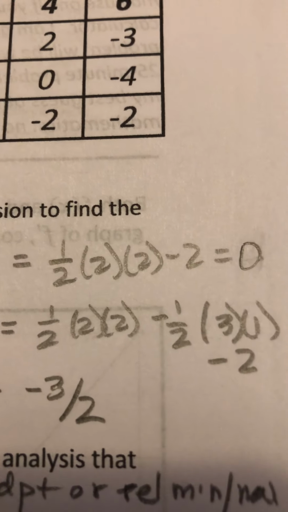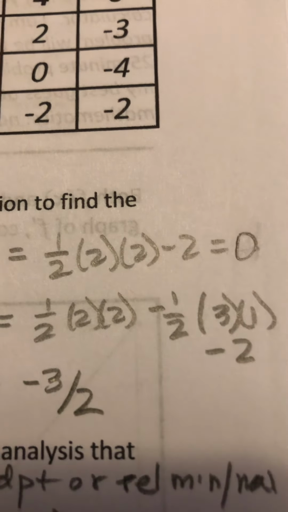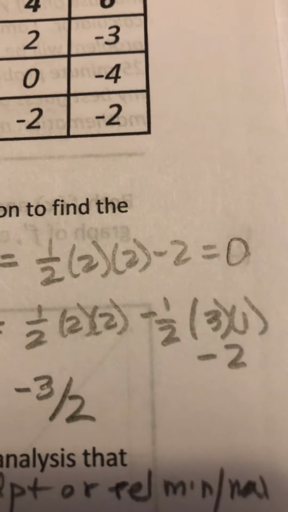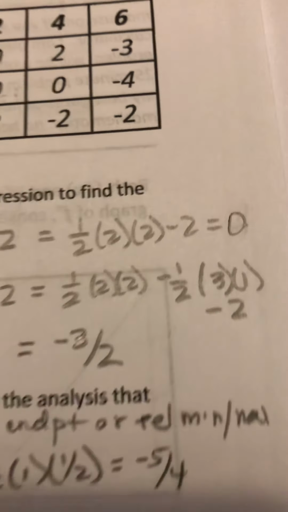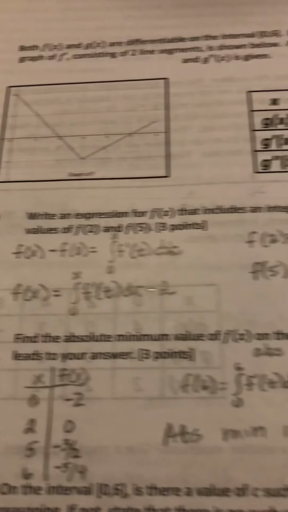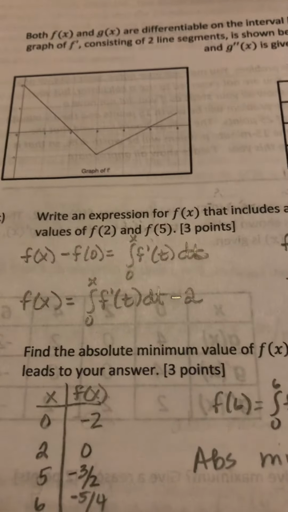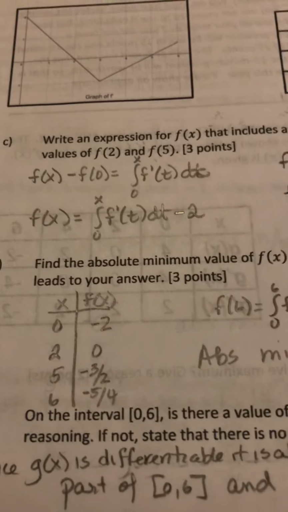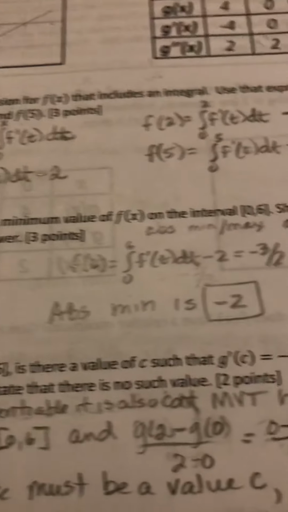So we have 2 minus 3/2 minus 2 gives us 1/2 minus 2, which is -3/2. So there's our part C using FTC. Part D, here we go again with an absolute minimum.